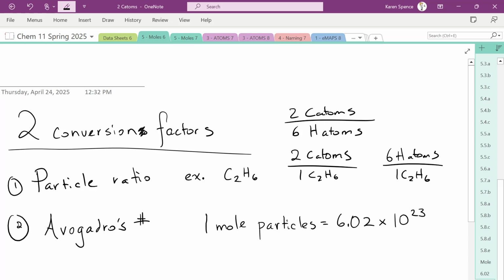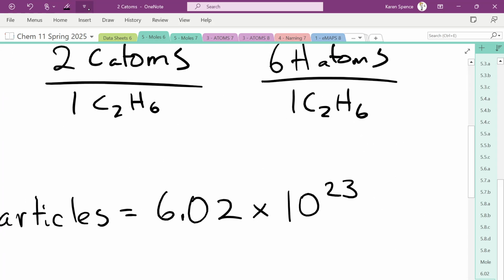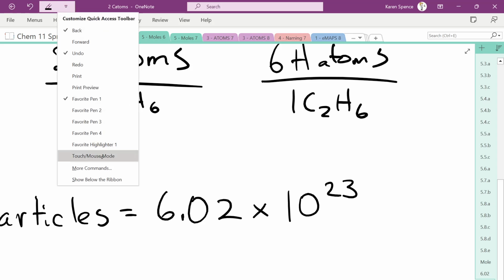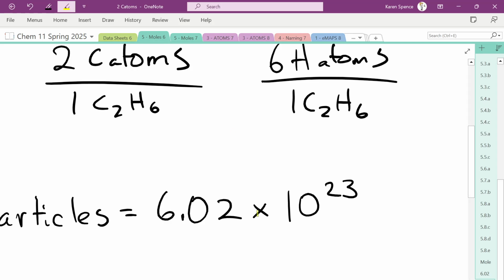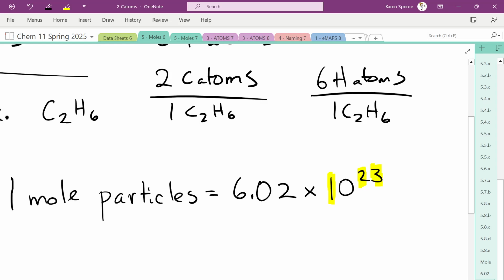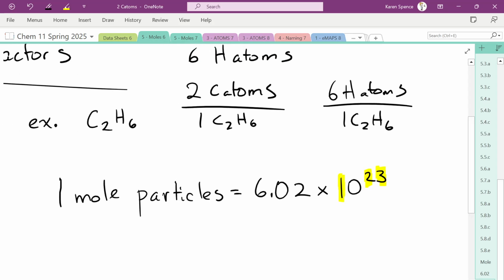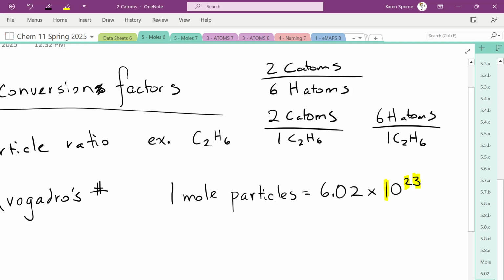And if you have trouble remembering the power of 10, it's as easy to remember as, well, I need my highlighter. 1, 2, 3. Oh, look at that. So if you can get the 6.02, then it's as easy as 1, 2, 3 to remember the power of 10. So those are the two conversion factors we know so far.